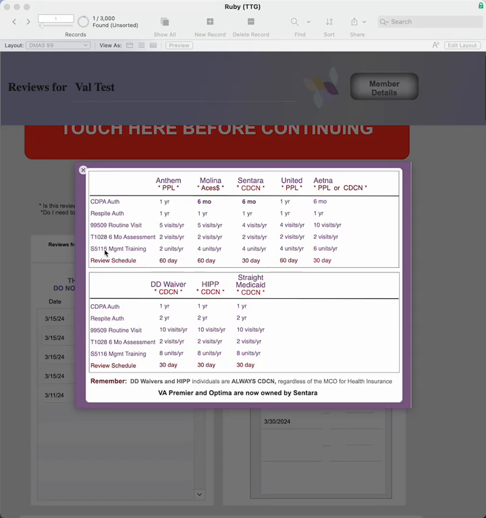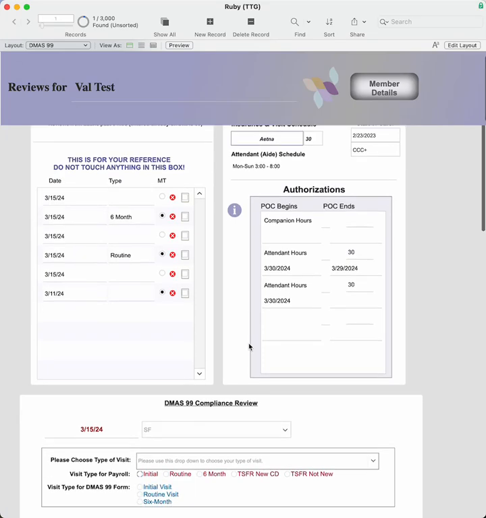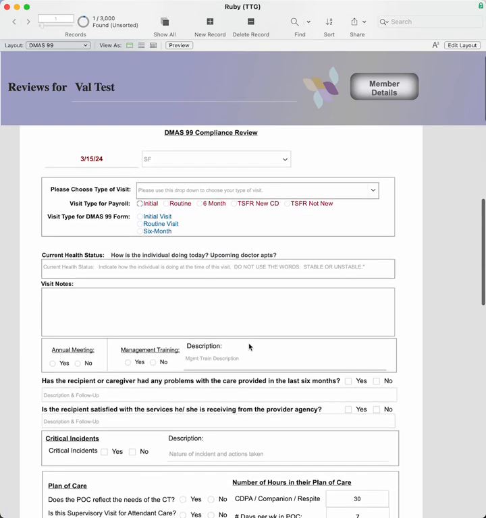Aetna, for example, management training, they have 6 units per year. Generally, you're going to see 4 units per year. Anthem is only 2, which really is not enough. But that's how you can determine that. And then you want to touch here before continuing. You touch here, and it brings you to your 99 that you're used to doing, with the correct date populated.